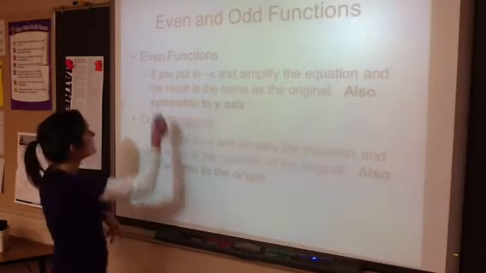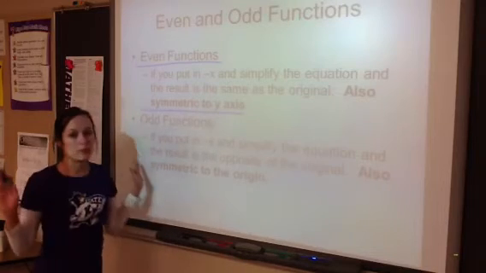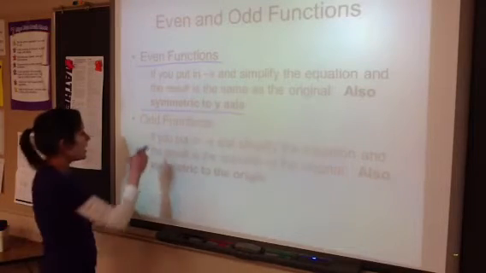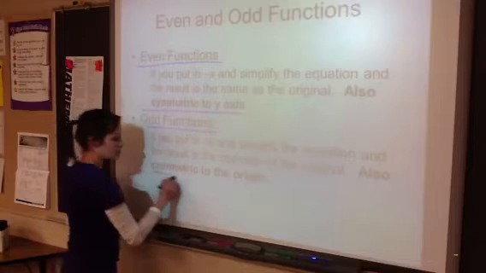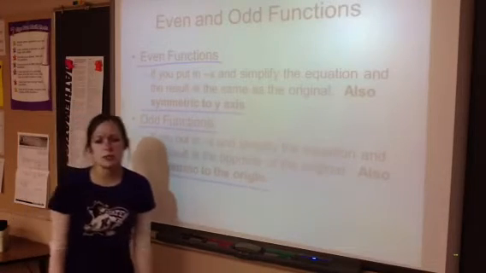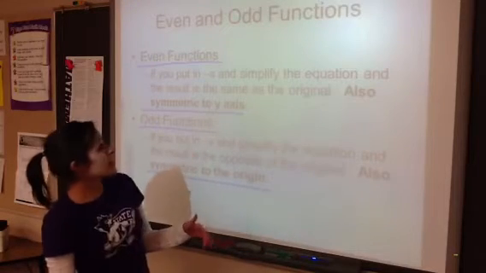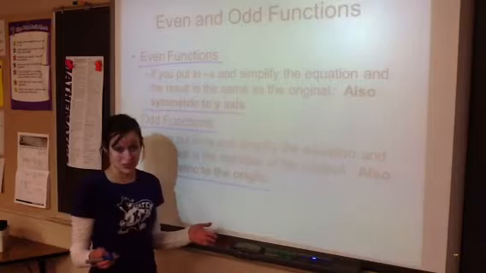So, even functions are symmetric to the y-axis. That's the only important piece of information you need. Odd functions are symmetric to the origin. So some people are going to go, well, what if it's symmetric to the x-axis? Remember, if it is symmetric to the x-axis, it won't be a function.